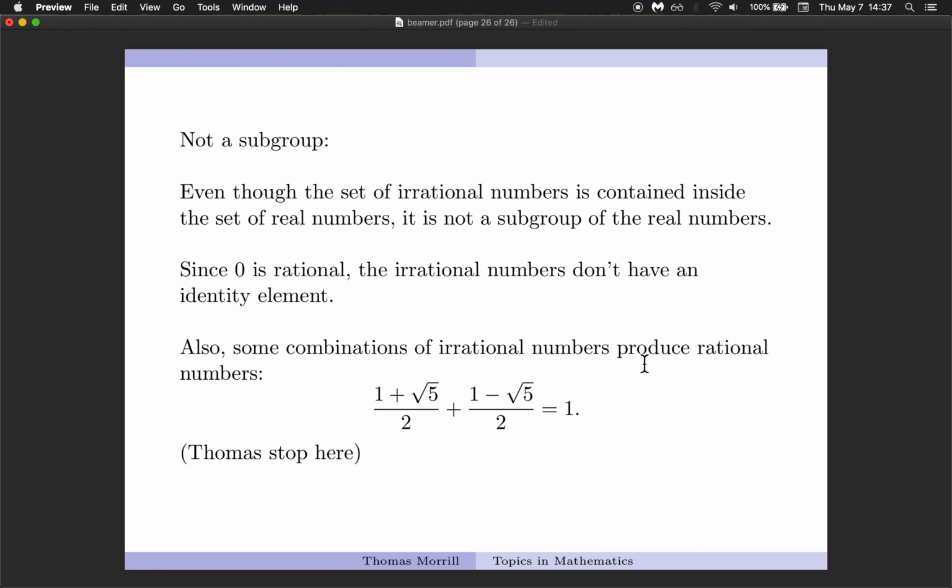So some combinations of irrational numbers give me rational numbers. They land outside the set of irrational numbers. And once again, that is not allowed for a group. If I combine two group elements, I am supposed to stay inside of that group. These naughty irrational numbers have broken out. They're free. So on two counts, the set of irrational numbers is not a group.